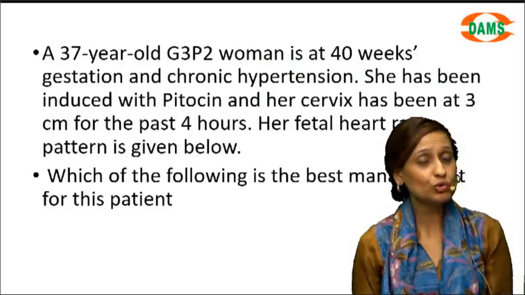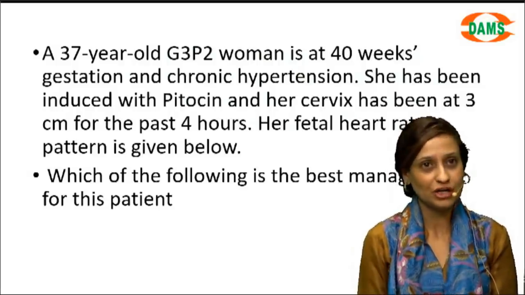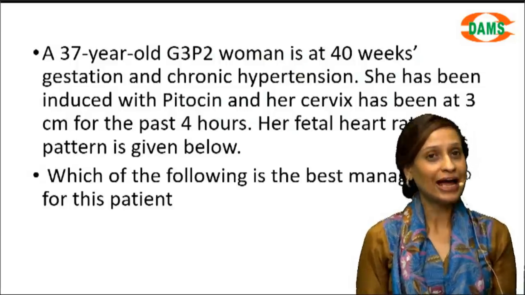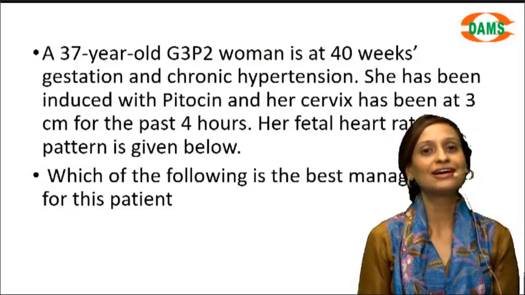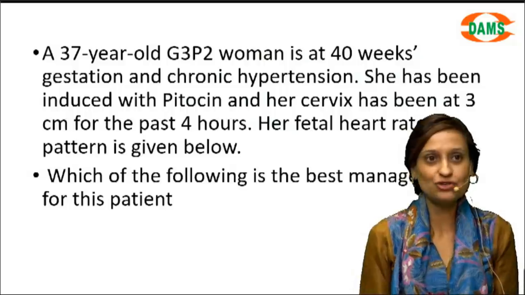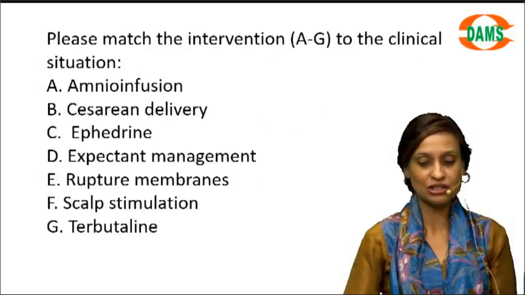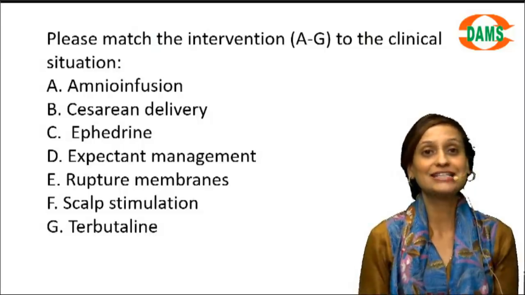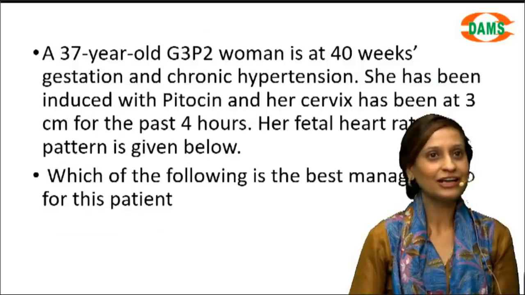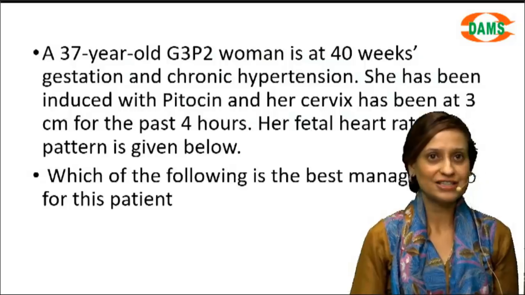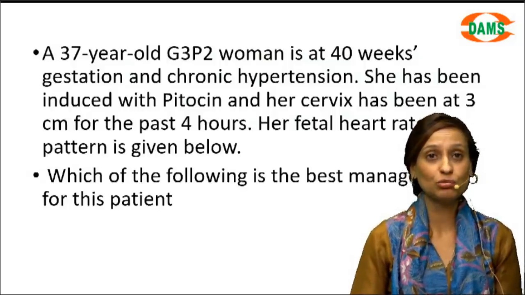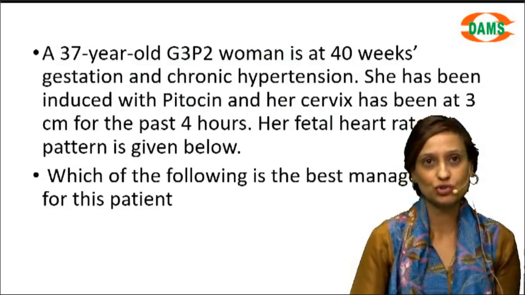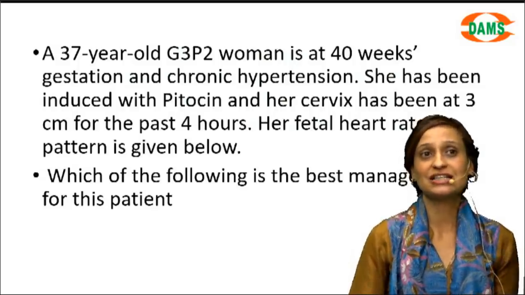And I'm going to show you a fetal heart rate tracing for her. Based on this clinical background and correlating it with the fetal heart tracing that I'm going to show, we need to decide what is the best intervention from these options provided to us. So this is what an extended matching question is, right? So let's quickly look at the keywords in this question again. She is a woman who's 40 weeks, has hypertension, has been induced with oxytocin, and is 3 centimeters dilated.